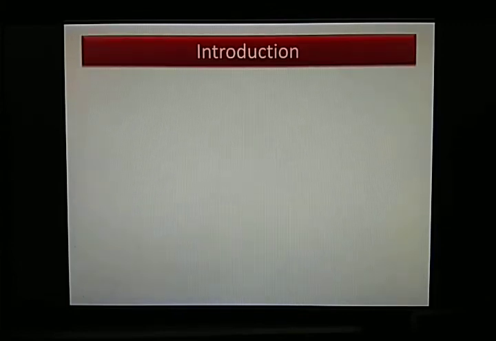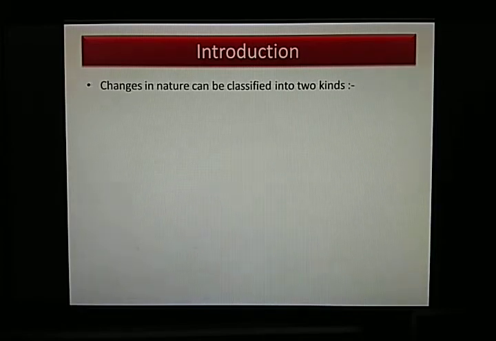So in the introduction, it is quite obvious. We'll be discussing what are the physical changes and what are the chemical changes. What are their traits or properties? How can we say that this change is physical and this change is chemical? So all this we'll be discussing in today's class. So first of all, let us see what are physical changes.